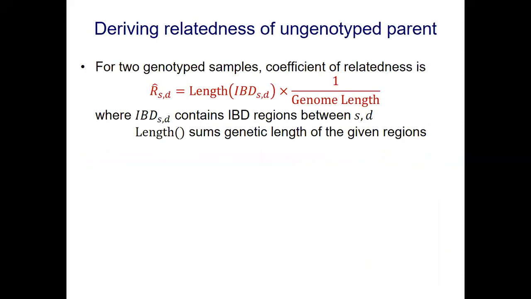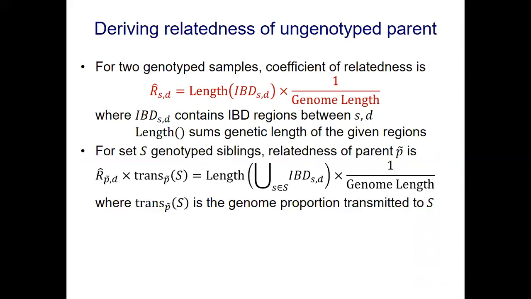Okay, so just a little bit of details on how this works and how we infer relationships. So if we consider 2 samples, S and D, where we have data for these 2 individuals, we can derive a coefficient of relatedness by calculating the length of the IBD regions that are shared between S and D and dividing by the genome length. This just gives the proportion of the genome that is shared IBD between these 2 people and can be used to infer a degree of relatedness. So this is how this sort of inference works when you have data for these 2 individuals.